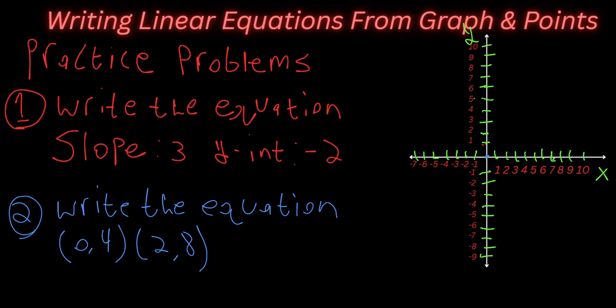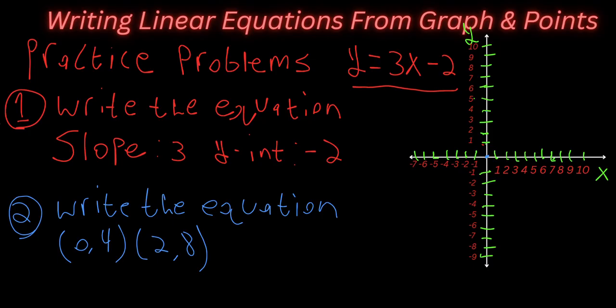Okay, so the first one should be quite simple for you. We're given the slope, we're given the intercept, so all we need to remember is that y equals the slope times x plus the y-intercept, which in this case is a negative, so -2. And that is our final answer.